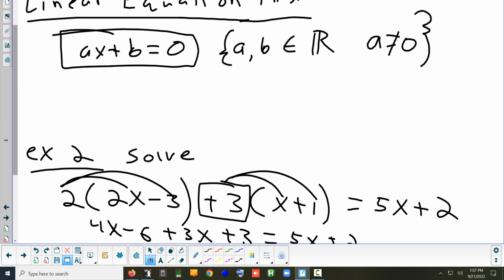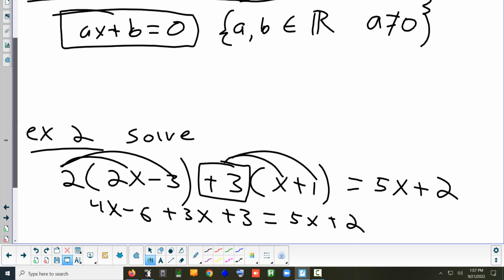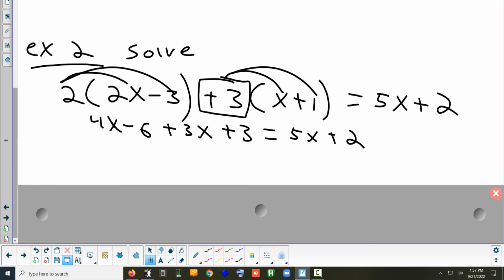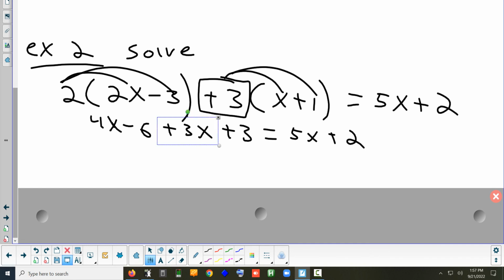Okay, still doesn't look anything like this, but we're getting there. So how about 1? What could I do on the left? You add, sorry, 1, yeah, like terms? Yep, we're going to combine like terms. Is there any like term I can combine with 4x? 3x? And what does that give me? 7x. Anything I can combine with -6? 3? What's -6 plus 3? Good.